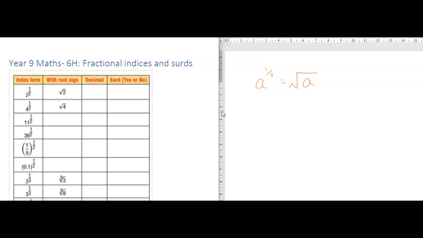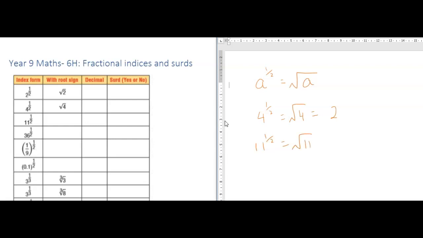Now let's look at 4 to the power of a half. That's the same as the square root of 4, which gives you 2, a whole number or an integer. Is it a surd? No, because you're given a whole number. All right, then we've got 11 to the power of a half, the square root of 11.